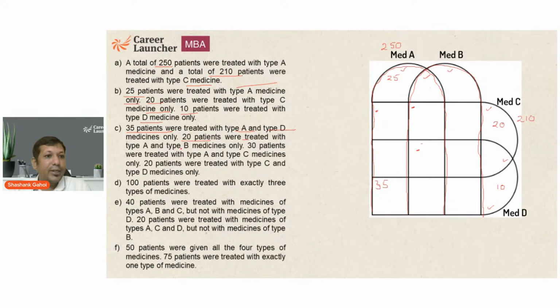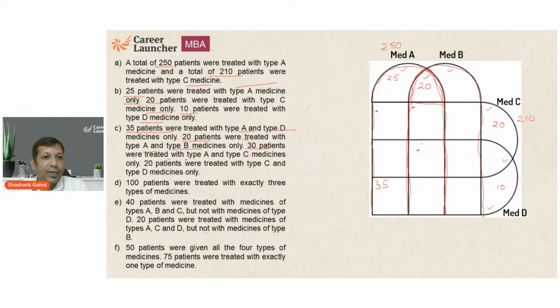20 patients were treated with type A and type B only. So 20 were type A and type B only. When the question says type A and B, it doesn't use the word only. It means we generally talk about this region. This is A and B, but this is not A and B only. When it says A and B only, that is only this region. Remember this. In the questions of set theory, the words are very important. So this we got.